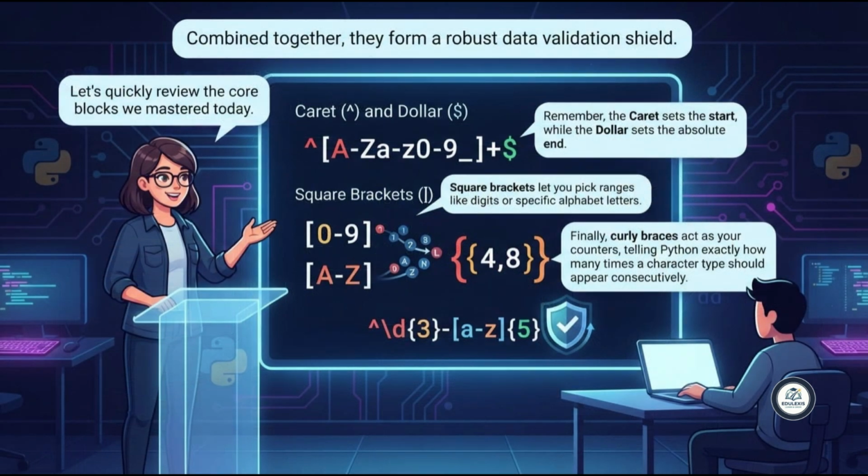Remember, the caret sets the start, while the dollar sets the absolute end. Square brackets let you pick ranges like digits or specific alphabet letters. Finally, curly braces act as your counters, telling Python exactly how many times a character type should appear consecutively. Combined together, they form a robust data validation shield.